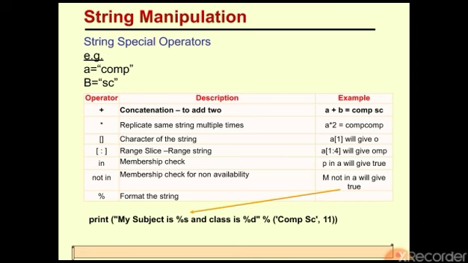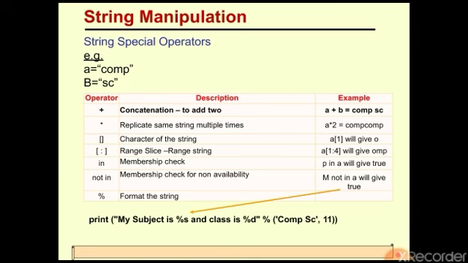Now, 'in' is the membership operator. It checks for membership. So if you check for 'p' in A, it will give you True, because it is actually present. The membership operator returns True if the particular member is found in the sequence, and it returns False if that member is not found in the sequence of values.